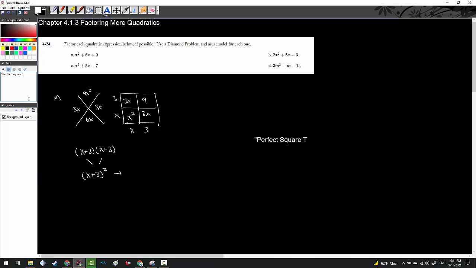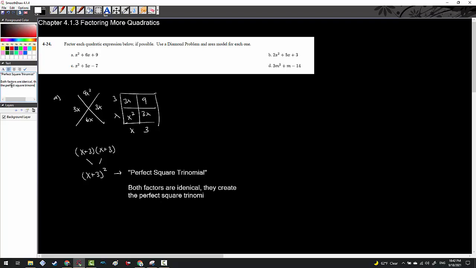And that is because this trinomial, or this polynomial, or this quadratic, is known as a perfect square trinomial. Please remember that term here, a perfect square trinomial, which is basically when both factors are identical. Both factors are identical, and they create the perfect square trinomial. And again, the trinomial, the three-term expression, is going to be x squared plus 6x plus 9.